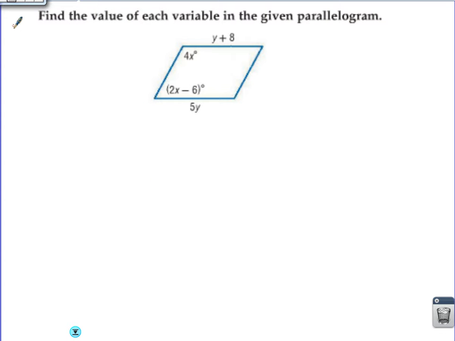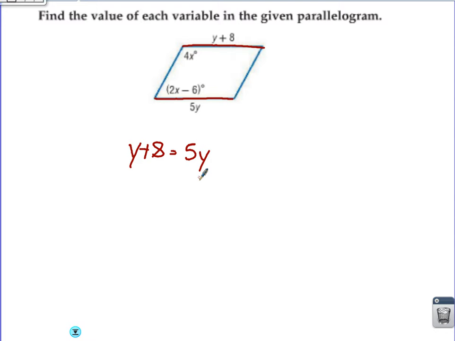Okay, here we go. Next problem. It says find the value of each variable in the given parallelogram. And so y plus 8, you've got y plus 8 up here on the top. It's going to equal, since opposite sides of a parallelogram are the same, it's going to equal 5y. Everybody good with that?